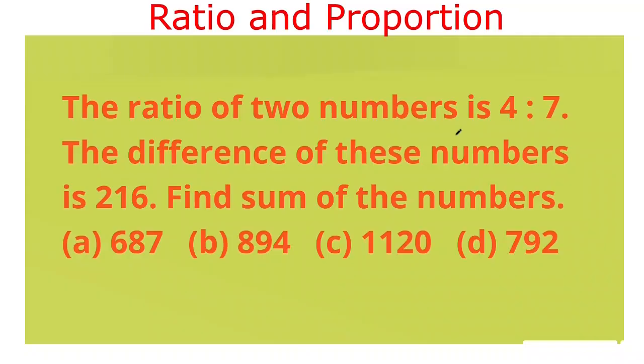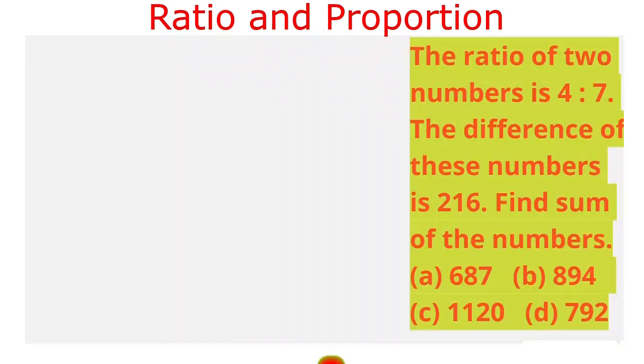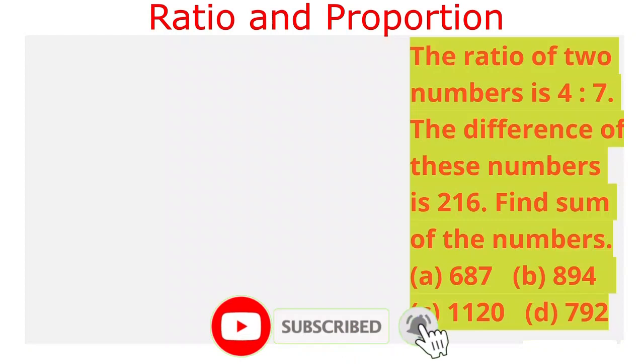Our question is, the ratio of two numbers is 4:7. The difference of these numbers is 216. Find the sum of the numbers. The given options are option A 687, option B 894, option C 1120, option D 792. We can solve this question orally from the given options.